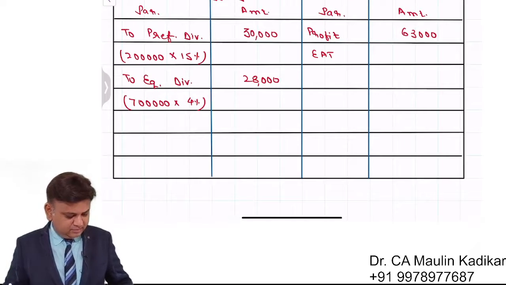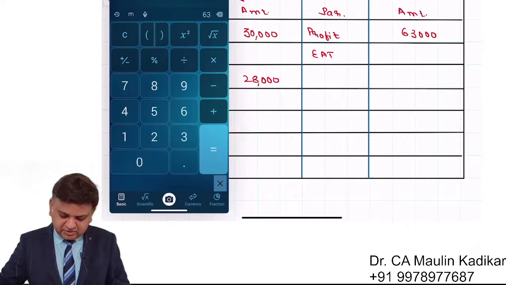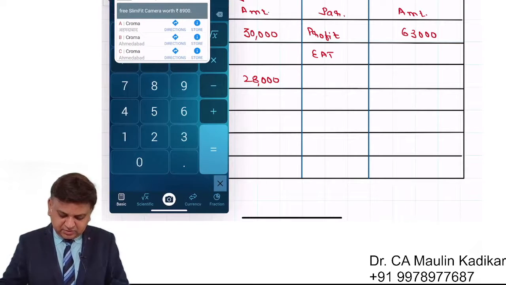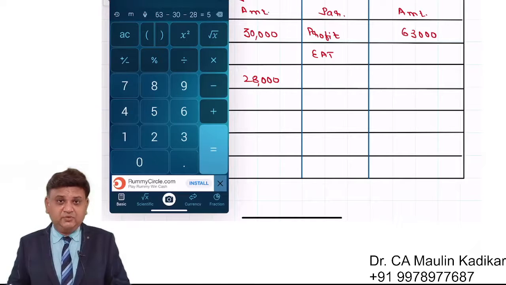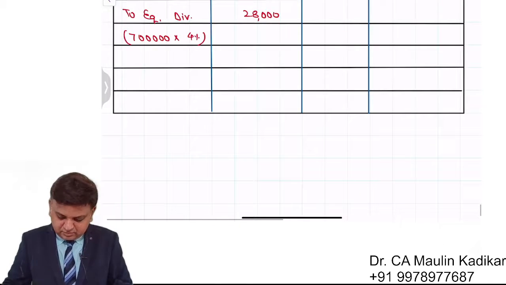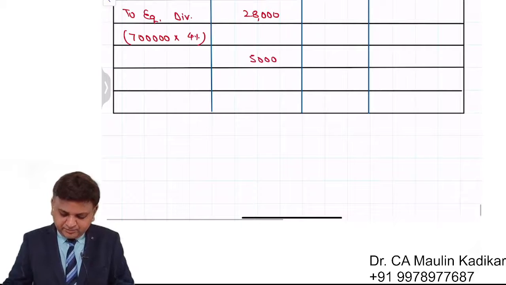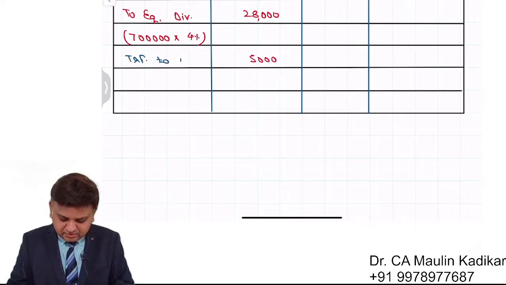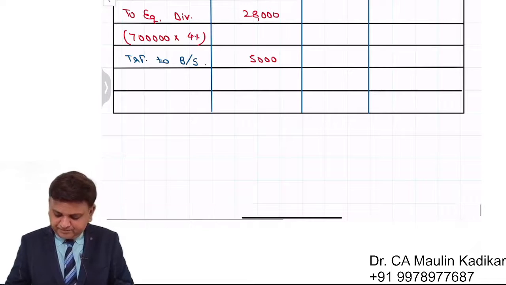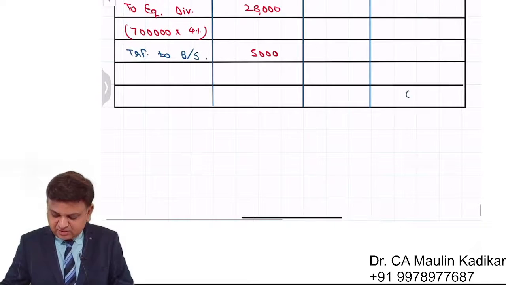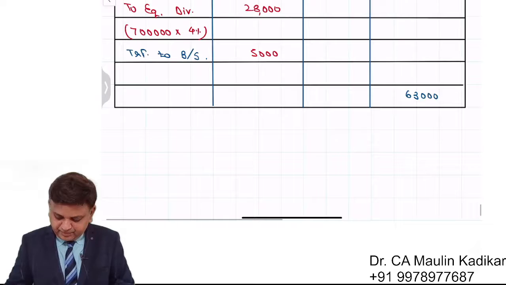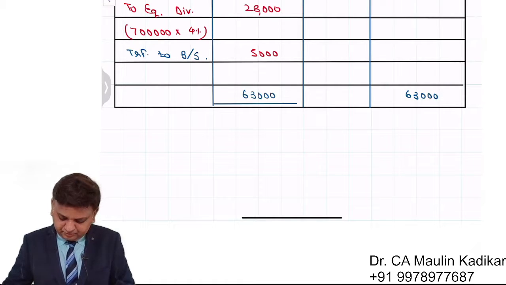So now 63,000 minus 30,000 minus 28,000. That comes to 5,000. So this is what we understand. Transferred to balance sheet. Credit side total is 63,000. Debit side balancing figure is 5,000. Please write an answer.